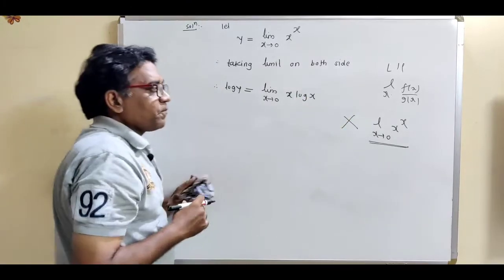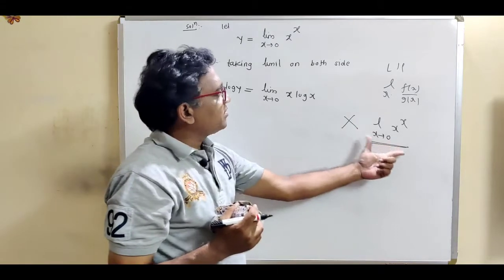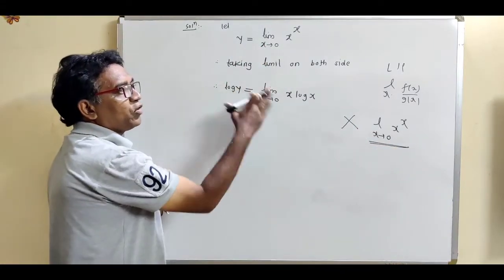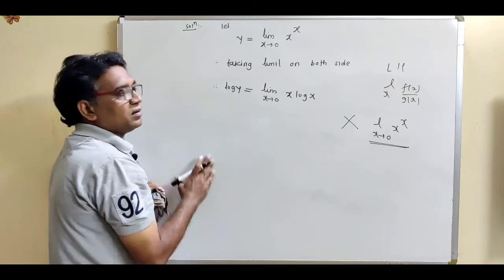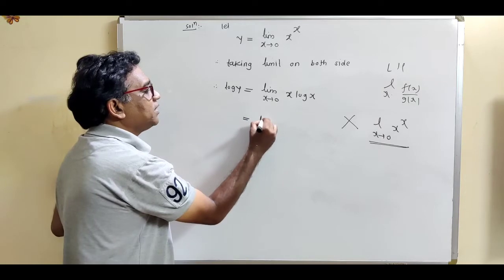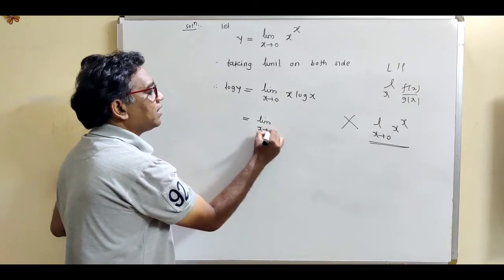So what is the method? First of all, denote this limit suppose by y. And what is the next step? Taking limit on both sides. So this is our limit. So this is equal to, now solve this limit. This is limit x tends to 0.